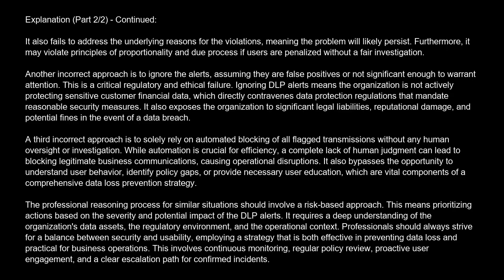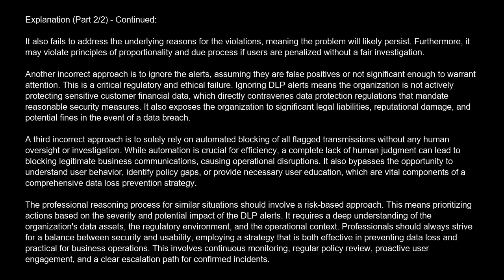breach. A third incorrect approach is to solely rely on automated blocking of all flagged transmissions, without any human oversight or investigation. While automation is crucial for efficiency, a complete lack of human judgment can lead to blocking legitimate business communications, causing operational disruptions. It also bypasses the opportunity to understand user behavior, identify policy gaps, or provide necessary user education, which are vital components of a comprehensive data loss prevention strategy.